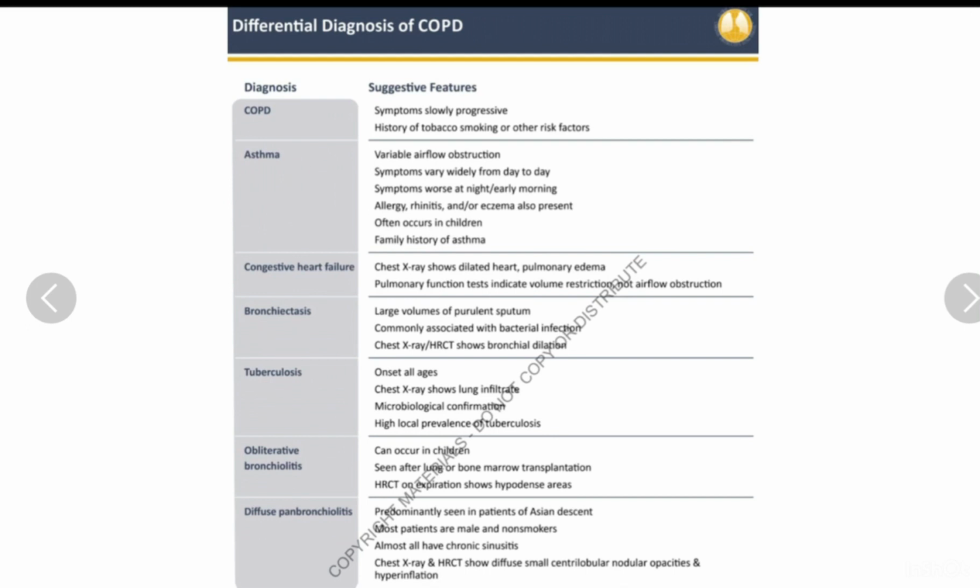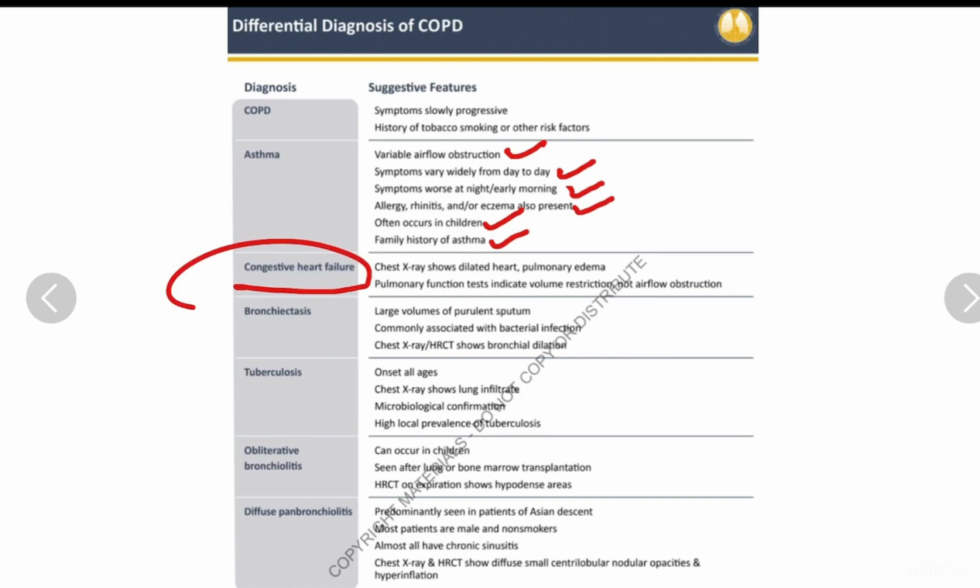Then they are discussing the differential diagnosis of COPD. As we already know, asthma could be there. So what is the difference between asthma and COPD? They are telling us that in asthma there will be variable airflow obstruction, symptoms vary widely from day to day, and symptoms are worse at night or early morning. Allergy, rhinitis, and eczema history could be there. Often it is present in children, and there will be a family history of asthma.